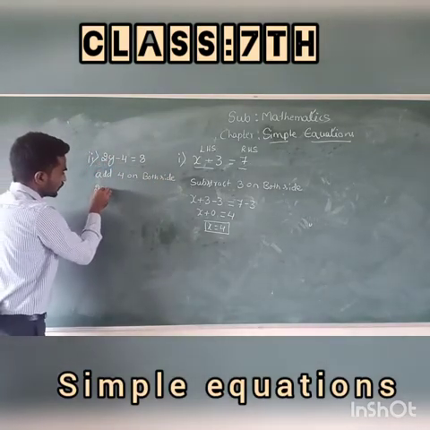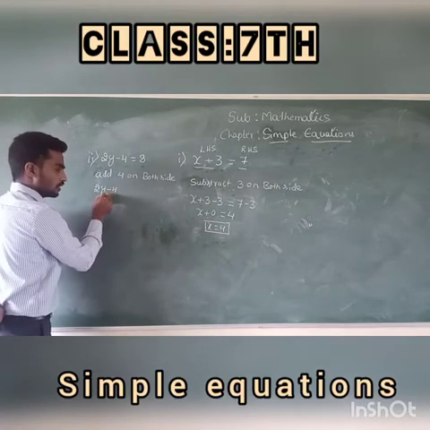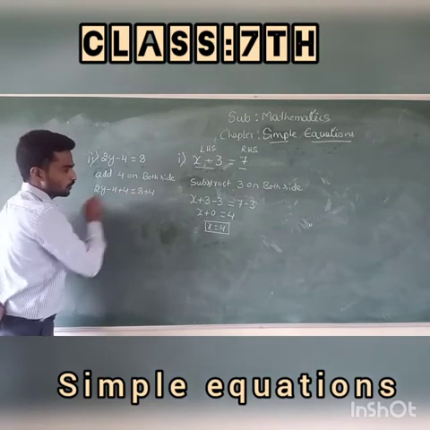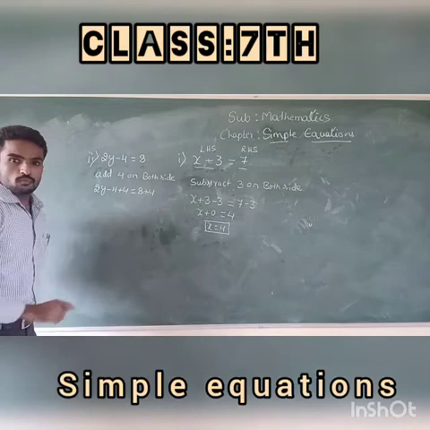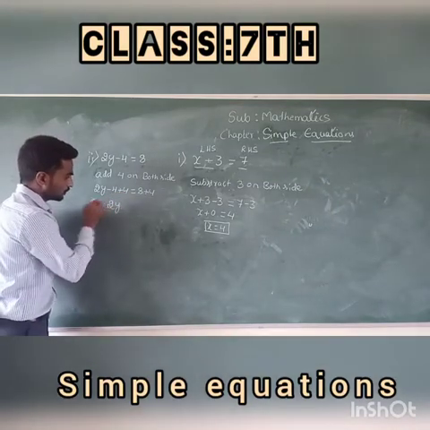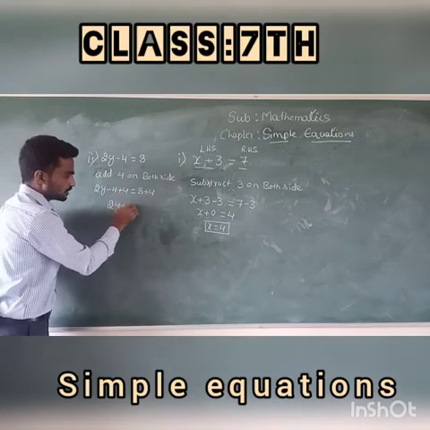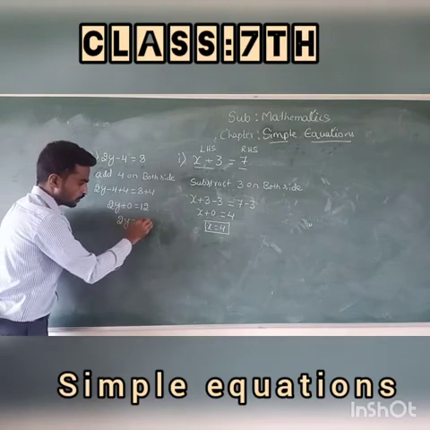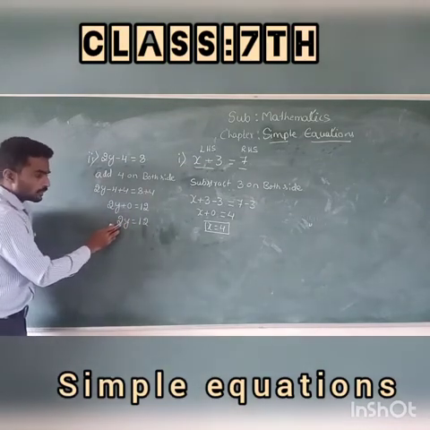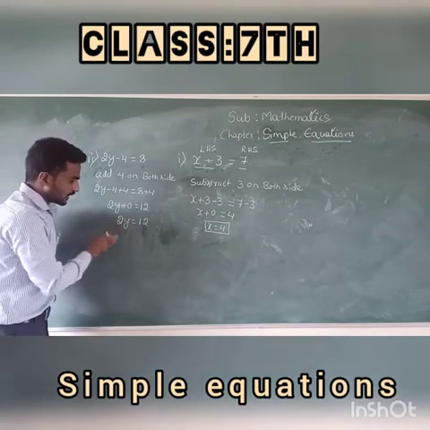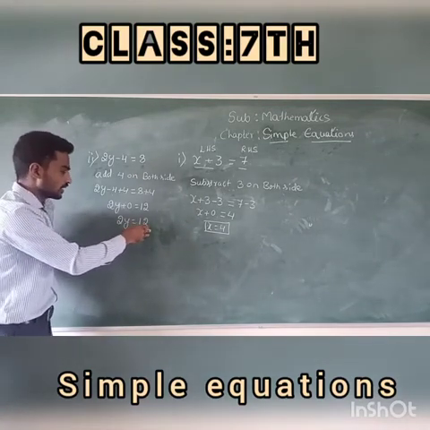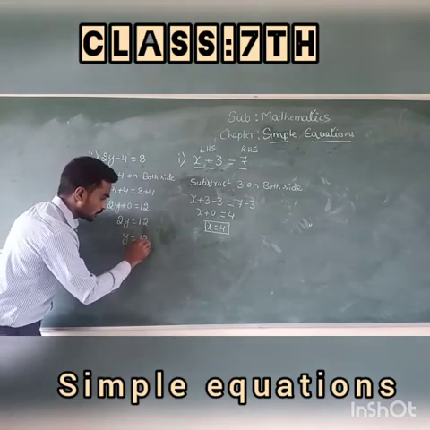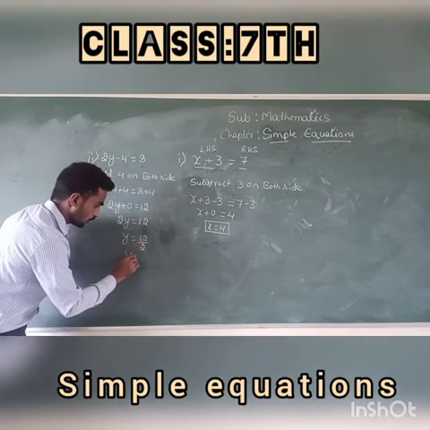Then the equation becomes 2y minus 4 plus 4 is equal to 8 plus 4. Minus 4 plus 4 are cancelled. Then 2y plus 0 is equal to 8 plus 4, which is 12. Then 2y is equal to 12. This 2 is multiplied with the term y. We take it to the RHS side, where it becomes a division of the number 12. Then y is equal to 12 divided by 2, so y is equal to 6.